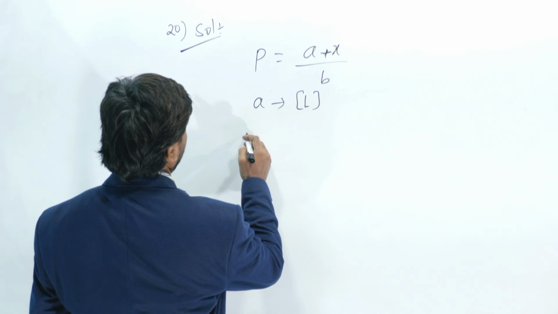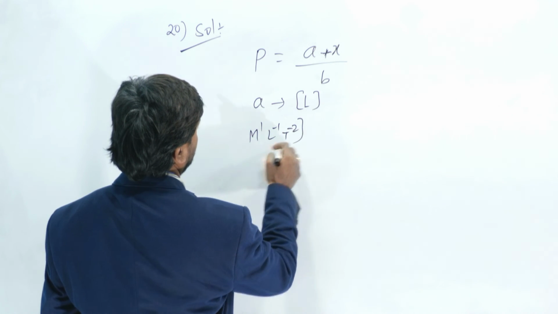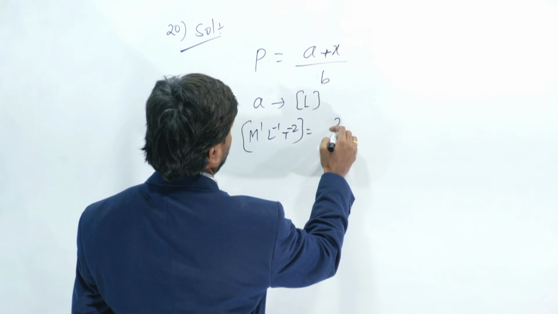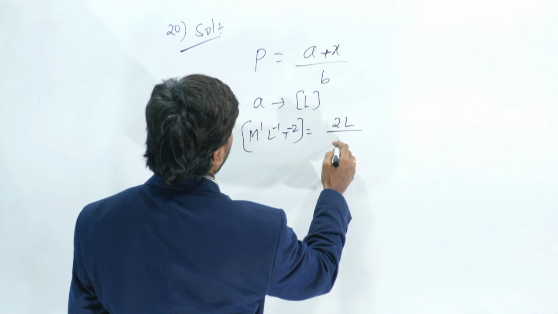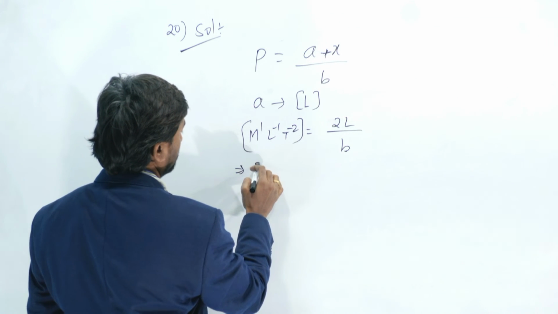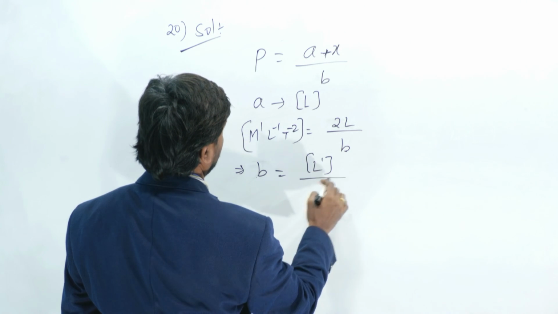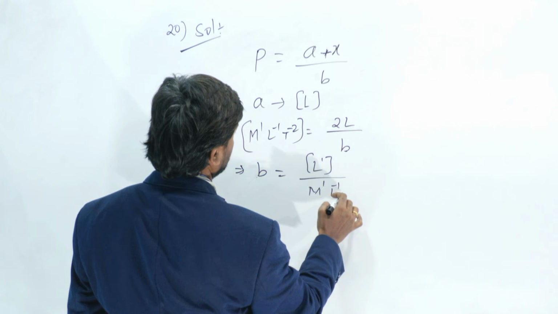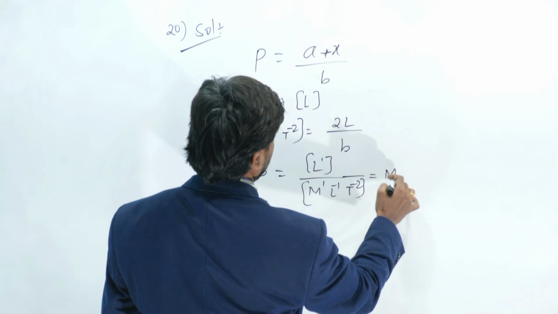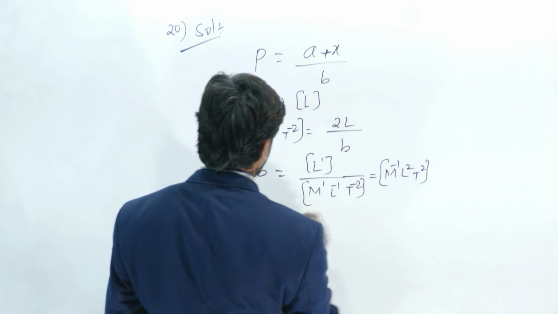Now the pressure dimension formula, we know, is M power 1, L power minus 1, T power minus 2. Here we got L, so L plus L, we will get 2L divided by B. Now if you bring this side, B is equal to L power 1 divided by M power 1, L power minus 1, T power minus 2. So we will get M power minus 1, L square, and T power plus 2.